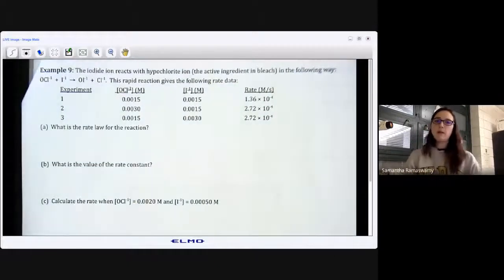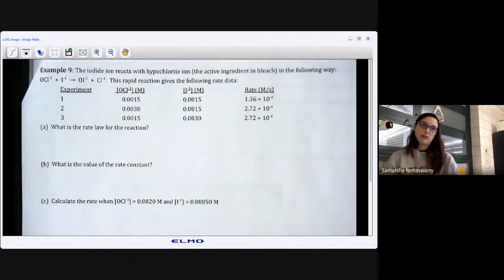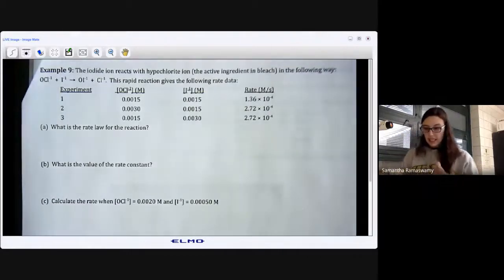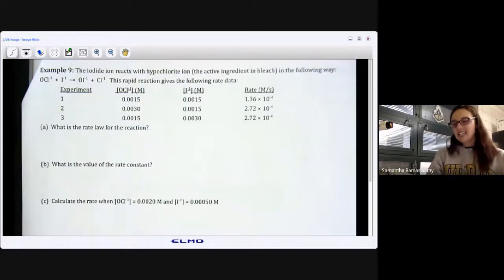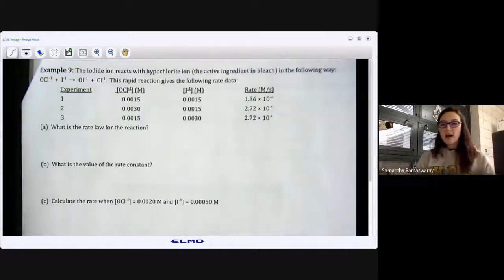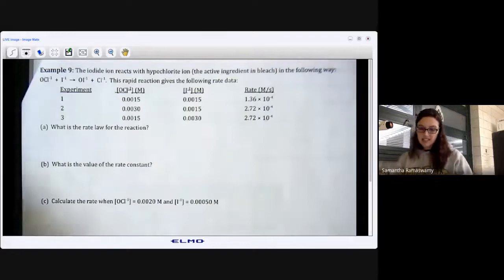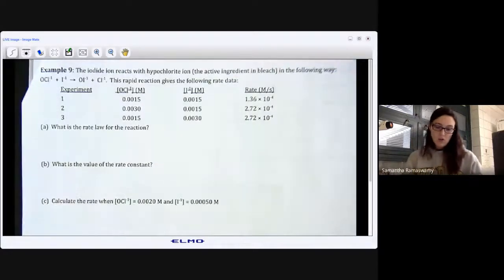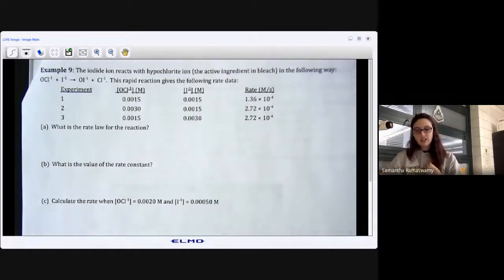So they give us 3 experiments with concentration of hypochlorite and the concentration of I-, as well as the rate. So in this problem, they're not telling us OCl- is this order and I- is this order. So what that means is we need to determine the order using this data.